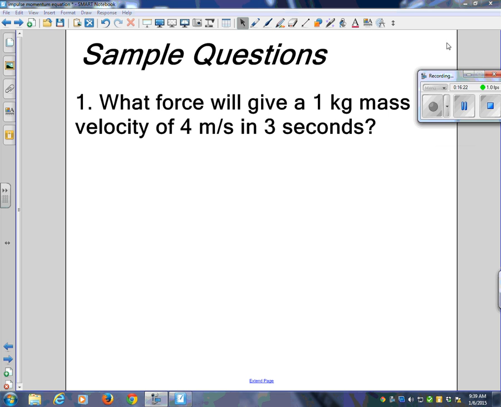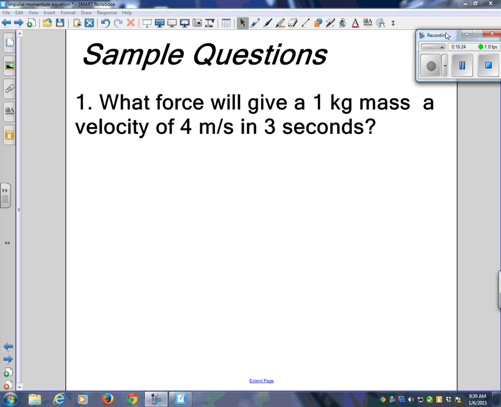Okay, so here's a couple sample questions. The problems are actually quite easy. It shouldn't cause you any problem at all. What force will give a 1 kilogram mass a velocity of 4 meters per second in 3 seconds? This is the mass. This is the velocity. This is the time. You're asked to find the force.